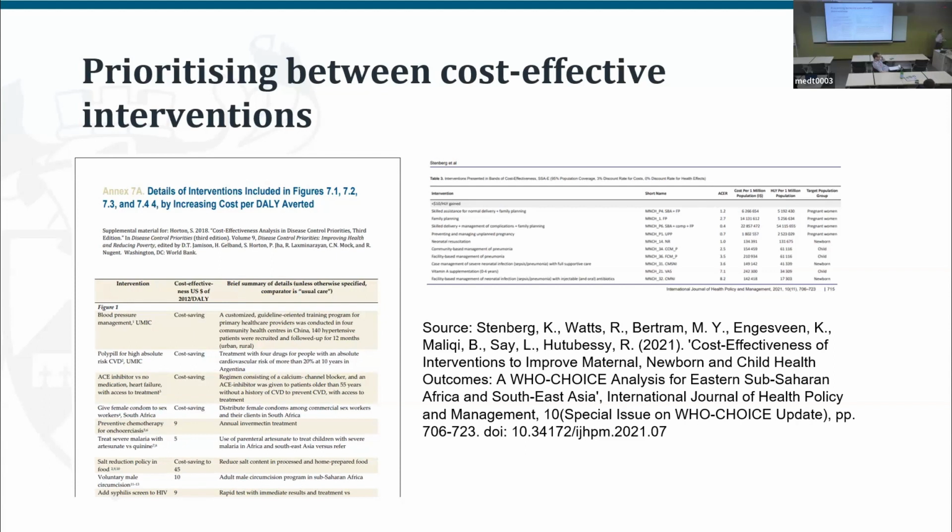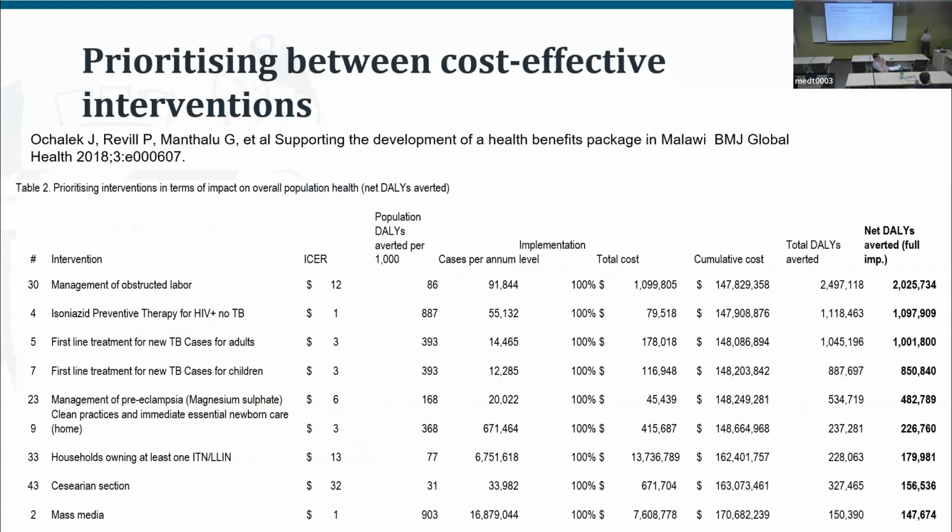So up until quite recently, I think this was generally determined by ranking ICERs and using a league table approach. So I've just got an example here from the Disease Control Priorities Compendium, which takes evidence from across the world and gives us a list of the key interventions that are cost saving or have the lowest ICERs. And then this is a slide that shows some of the results from our work in Malawi. The take home from this is that you can see a column with ICERs and then a column all the way on the right with net DALYs averted, and that's at full implementation.